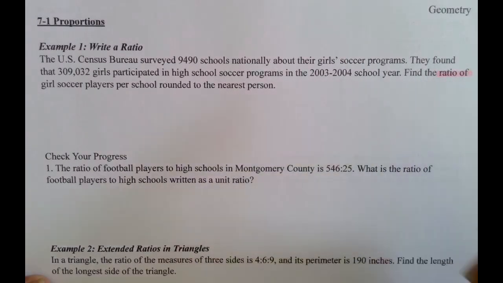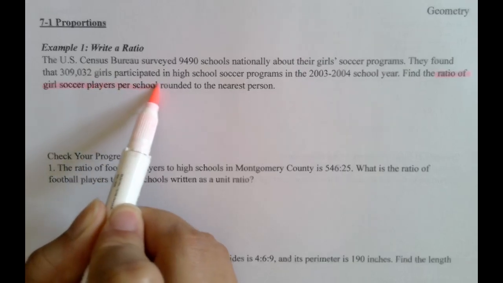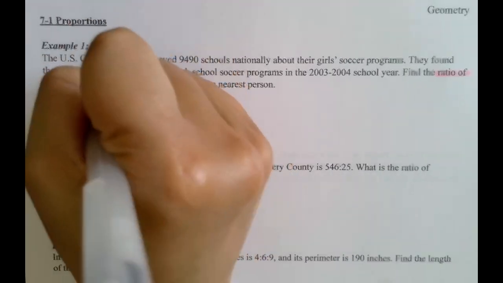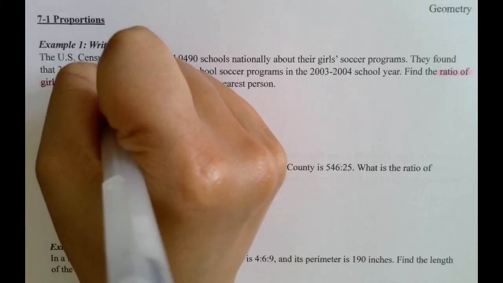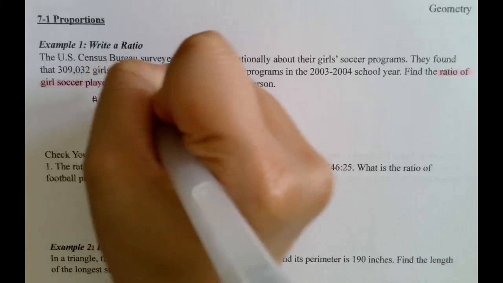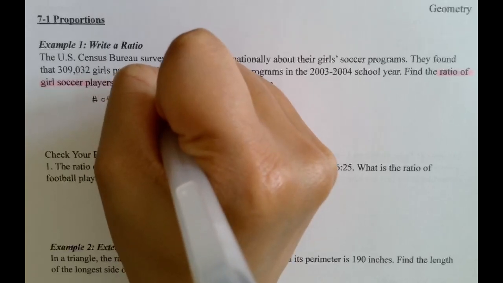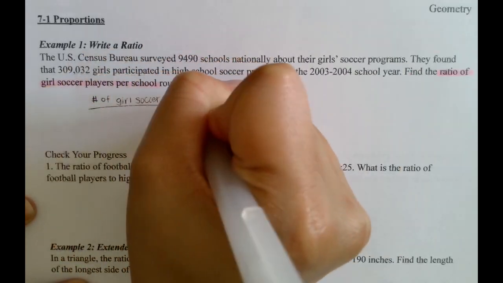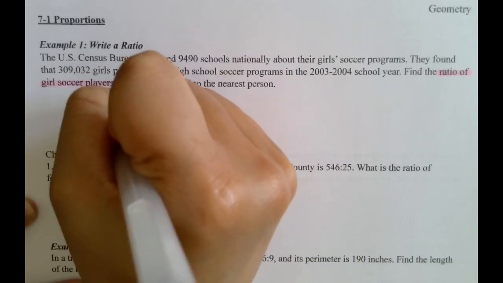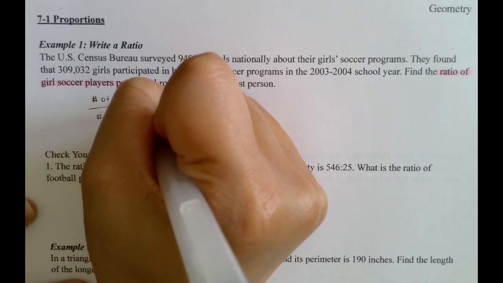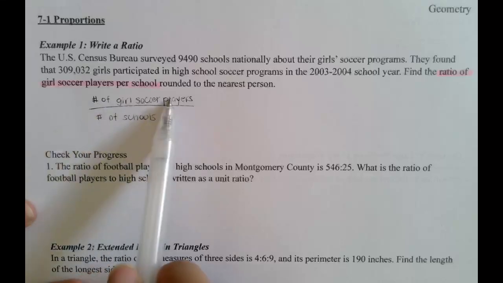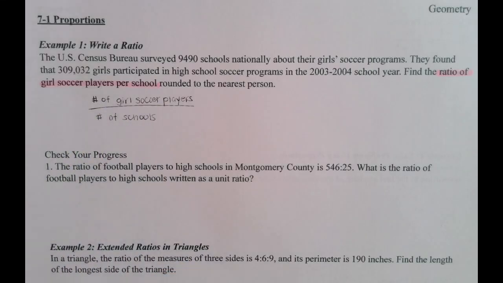Here we want to write a ratio of girls' soccer players to the schools, so we're going to write it as a fraction. It's the number of girl soccer players to our number of schools. Then we want to change it so that it's a unit rate, so that the denominator simplifies to 1, and we know how many girl soccer players there are per one school.